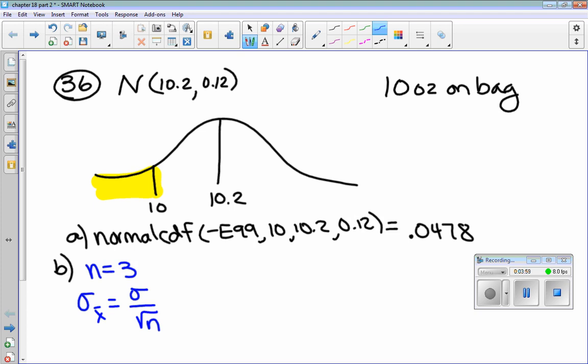Why does it not matter? Because it's already normal to begin with. So I don't care, right? I don't care about my sample size. Good. Let's keep going. It says, what's the probability that none of the 3 bags is underweight?